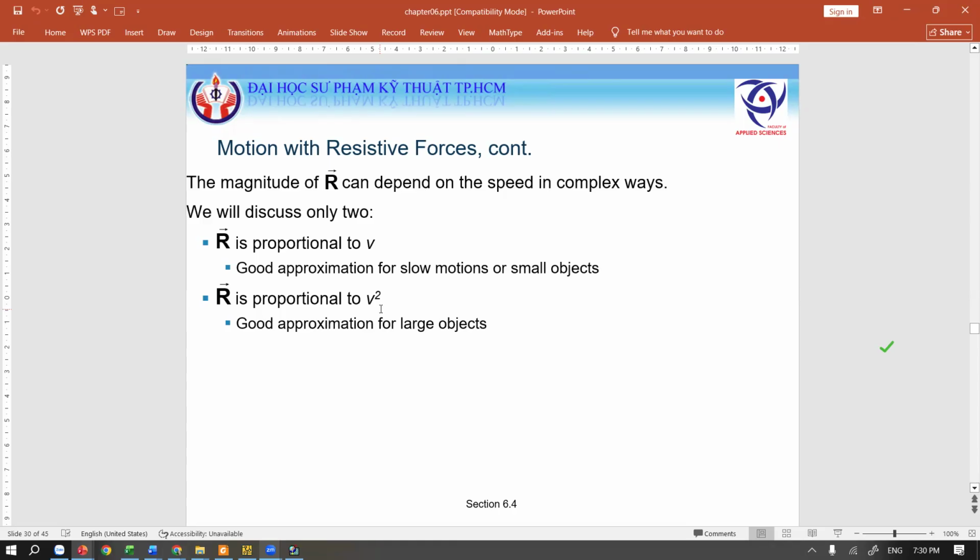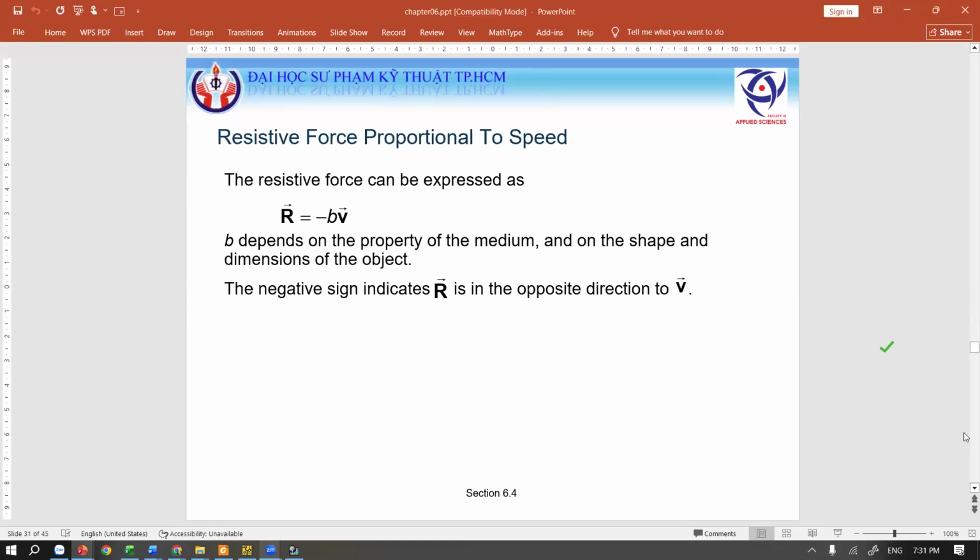So the first case is for slow motion and a small object, right? If you have large objects, then you have to use v squared instead of v. For example, when you jump out of a plane and use a parachute, the resistive force will be proportional to v squared, right? And here you can see some examples.